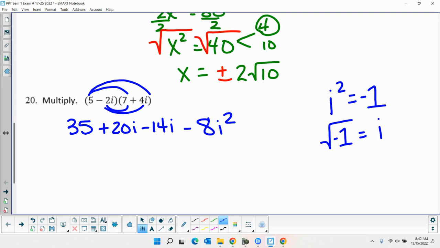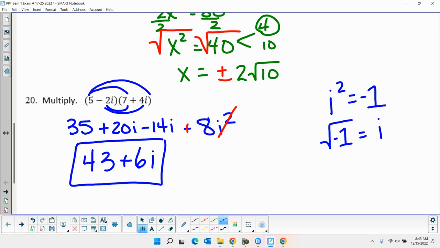Okay. Now, since i squared equals negative 1, what did I teach you guys to do? Cross this out and do what? Change the sign, right? Because it's negative 8 times negative 1, so it turns it into a positive 8. You guys remember that? So now I can put the 35 and the 8 together. All right? 35 plus 8 is 43. And 20i minus 14i is 6i. So there's our answer simplified.